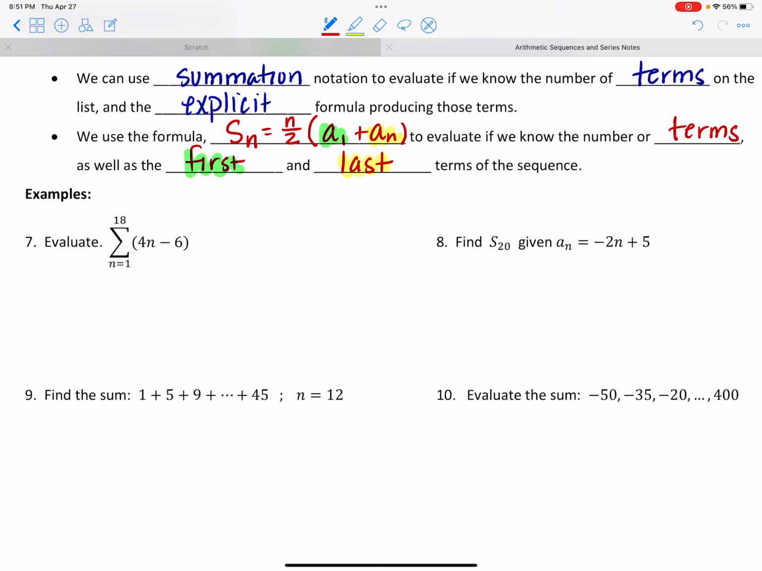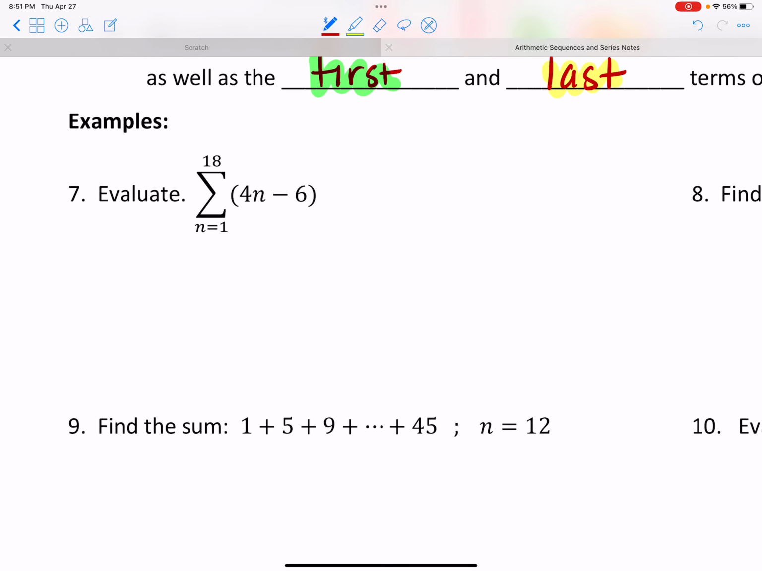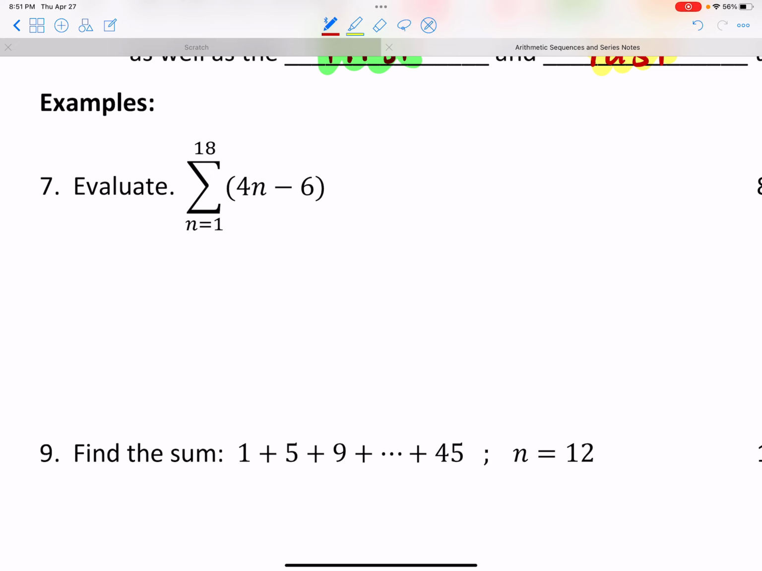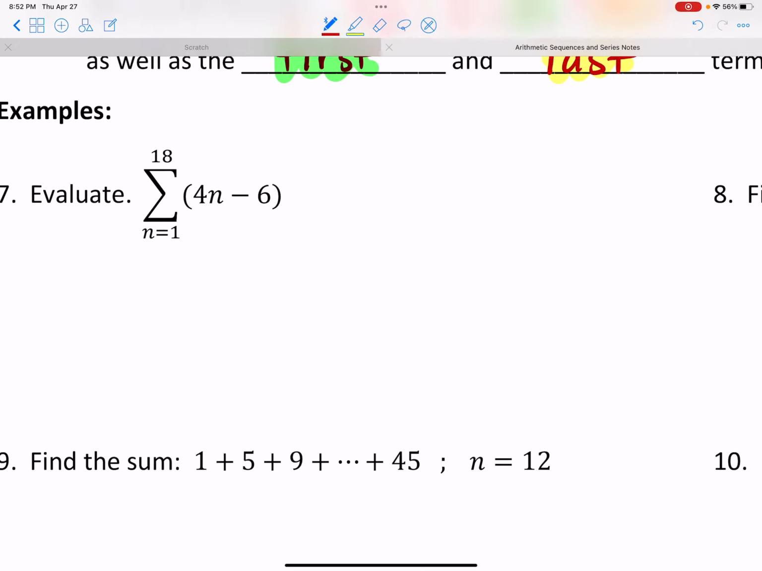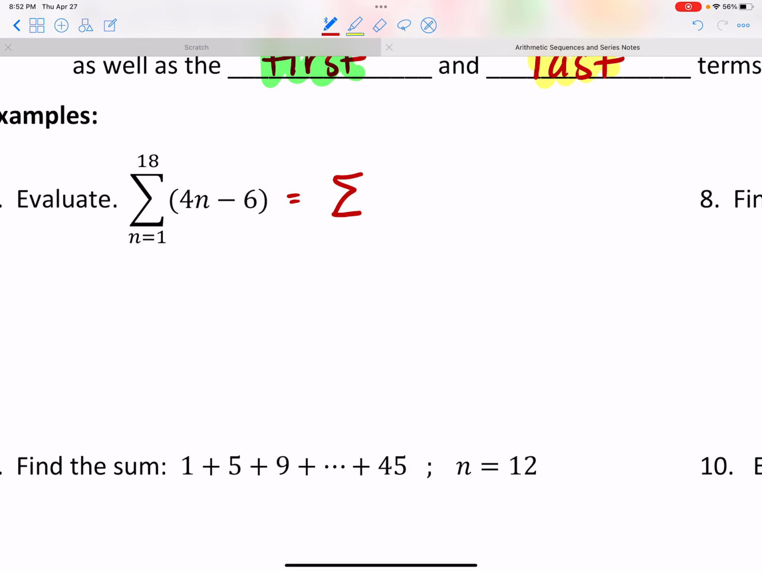Okay? So first one, remember when we take our quiz for this module, we will not have a scientific calculator or a graphing calculator. So even though we have summation notation options in those calculators, we want to be able to just do this with a basic 4-function calculator. All right? So here, if I want to evaluate this sum, I would first separate this out. I would make this 4 times the sum from n equals 1 to 18 of n, and then I'm going to subtract the sum from n equals 1 to 18 of 6.